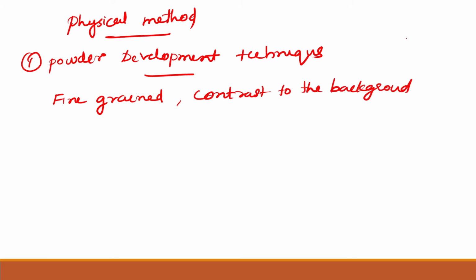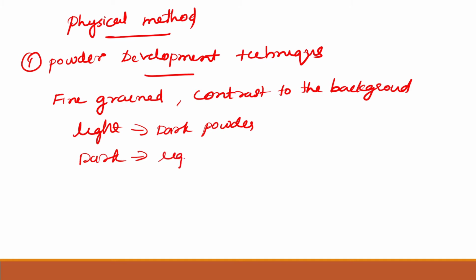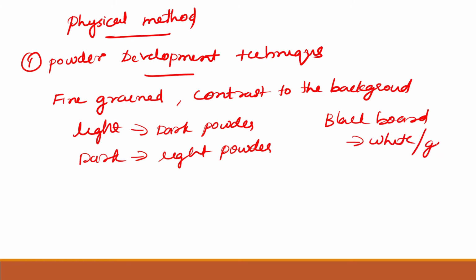Why? Because this is a white background, right? So I am writing in red ink so that it is clearly visible what I am writing. So the same principle we are using on a white surface or a light surface: you should use a dark color powder. And on a dark surface you have to use a light colored powder. So for example, if the fingerprint is on a blackboard or a black surface, you can use a white powder or gray powder.